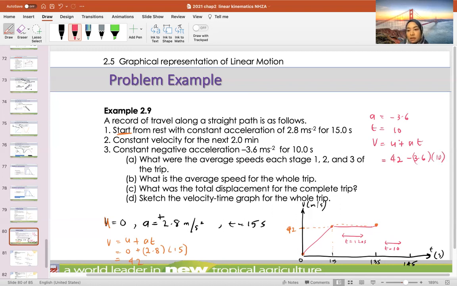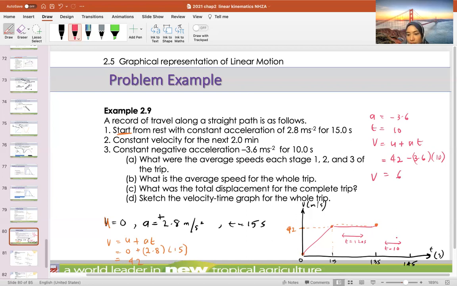10 seconds. So 42, sebab saya start dari sini ke sini saya tak tahu final velocity dia apa, tapi saya tahu initial dia apa, which is 42. The time taken over here is 10 seconds and the acceleration is negative. So I can solve for it. So 3.6 times 10 is 36. 42 minus 36 will give me 6. So my final velocity is 6.